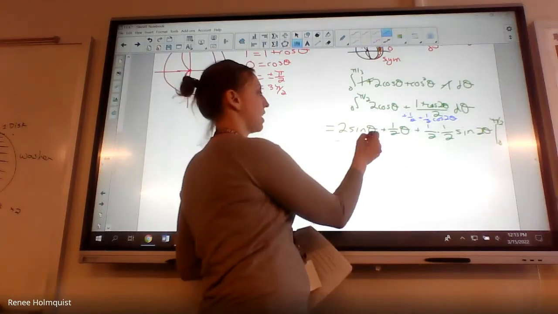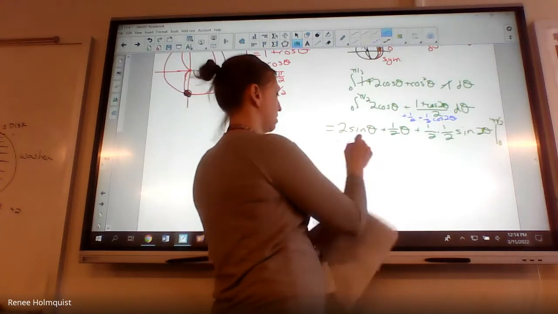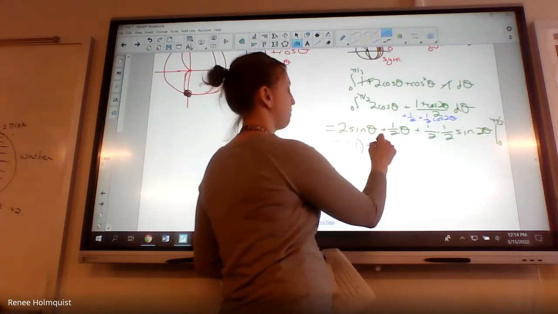Okay, so now plugging in pi over 2. So I'd have 2, the sine of pi over 2 is 1. Pi over 2 times a half would be pi over 4.